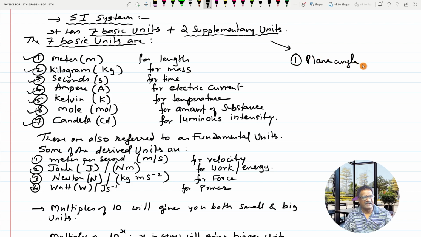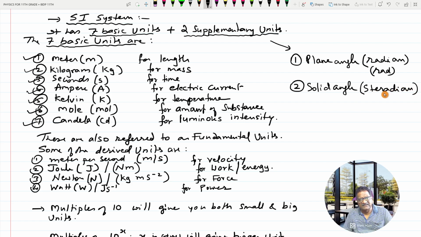Okay, and the unit of plane angle is radians, written as RAD. This is the symbol. The second supplementary unit in the SI system is something called solid angle. The unit that solid angle is measured in is steradian. Steradian is the unit for solid angle, and the symbol for steradian is SR.